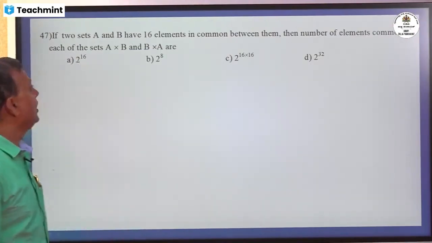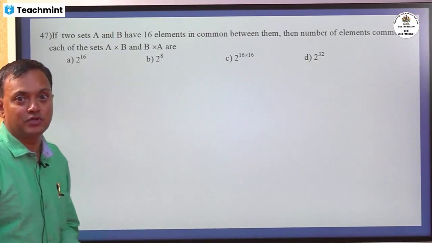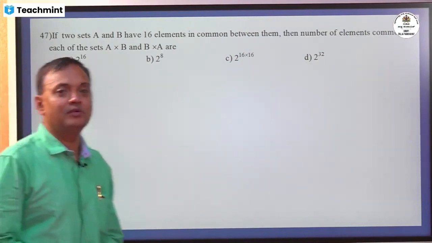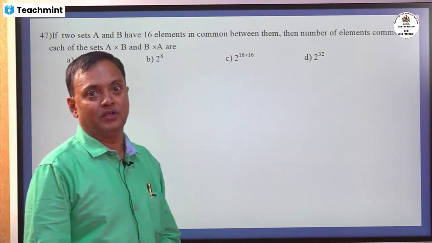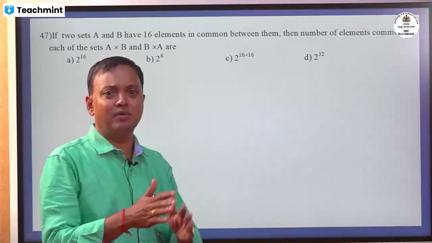Next question. Now we will discuss first PUC questions. In the first PUC we can expect 20%, that is 14 to maximum 15 questions.